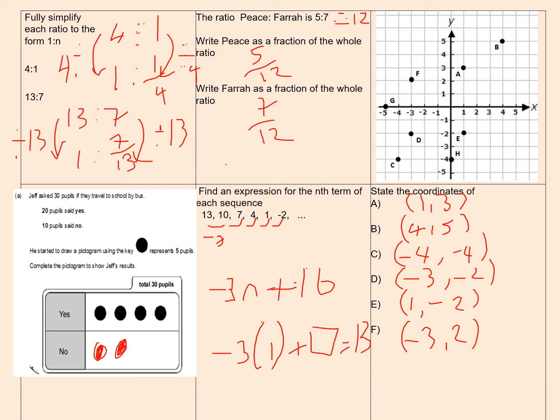Bottom left-hand side is a pictogram. 20 of the students said yes. It gives you a key. It tells you what the key represents, 5. So you just need to draw 2 more circles to say no for the 10 pupils who said no.